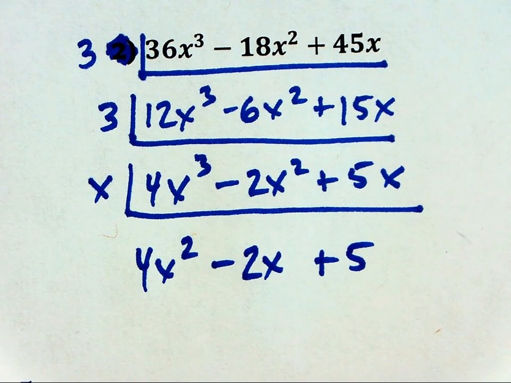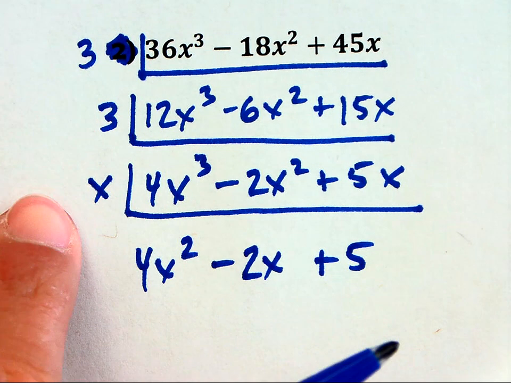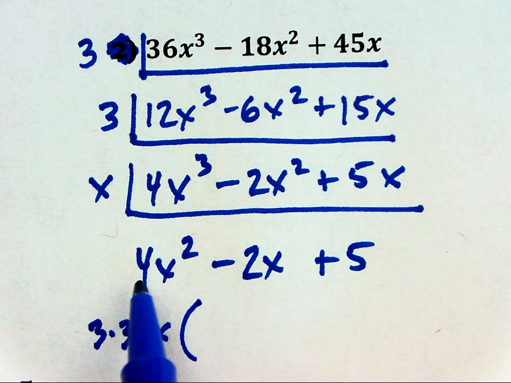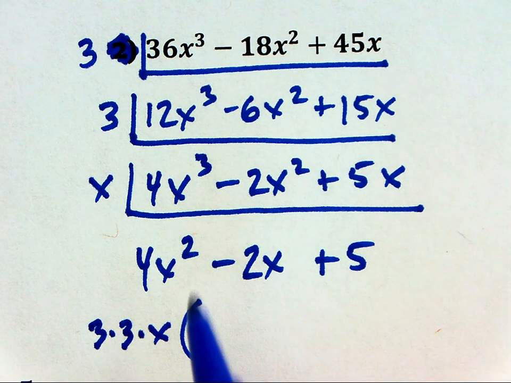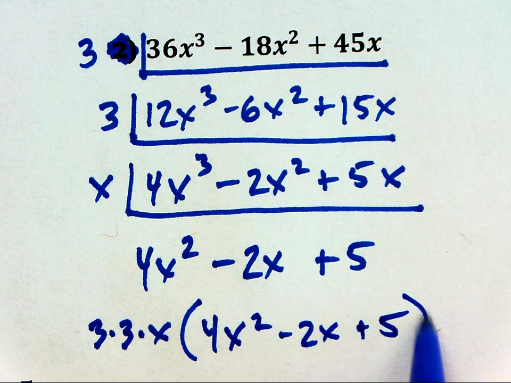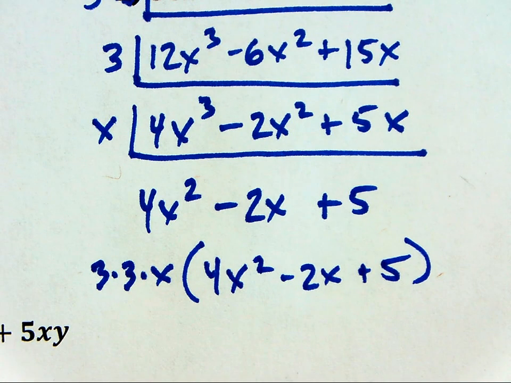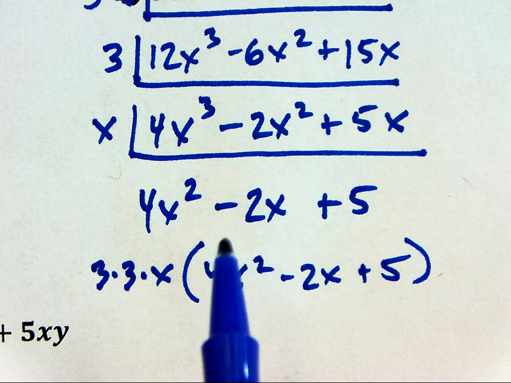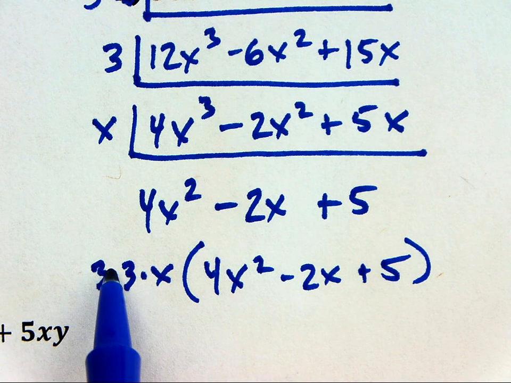So 3, 3, and x are part of the greatest common factor, so we can write it as 3 times x. And then this polynomial is the other factor, 4x squared minus 2x plus 5. Now we wouldn't really leave it like this. We would simplify 3 times x, 3 times 3 times x, and just write that as 9x.